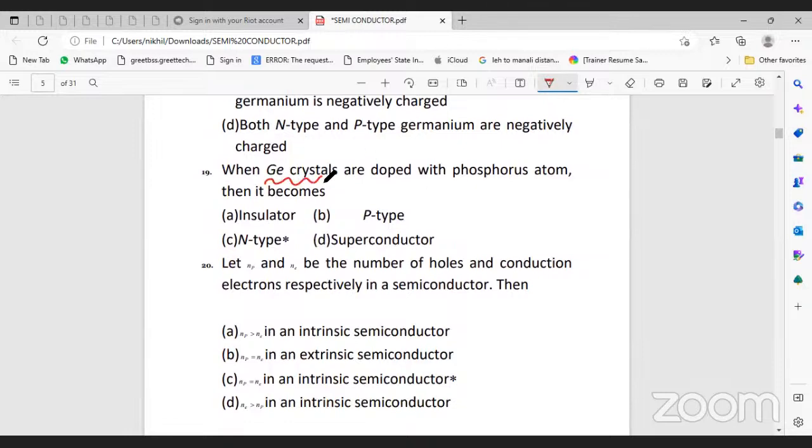When germanium crystals are doped with phosphorus, you know that phosphorus is a pentavalent element. When it is pentavalent, how many electrons does it contain? Yes, it contains 5 electrons. Since it contains 5 electrons, it must be an N-type semiconductor.